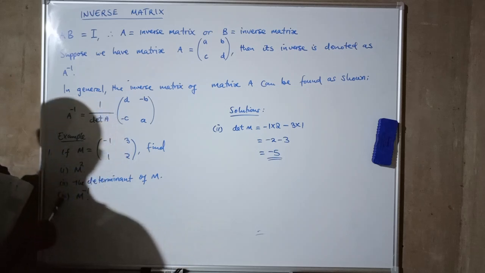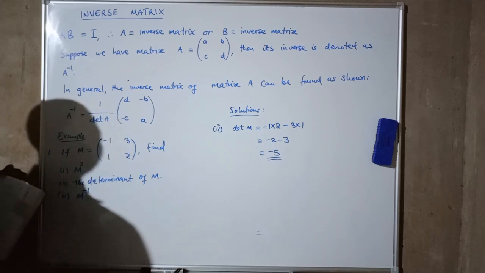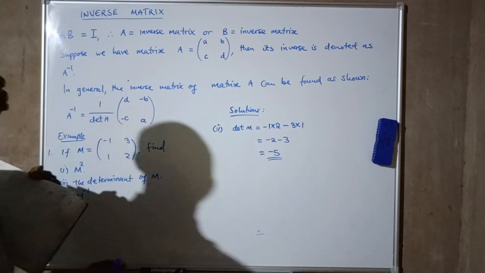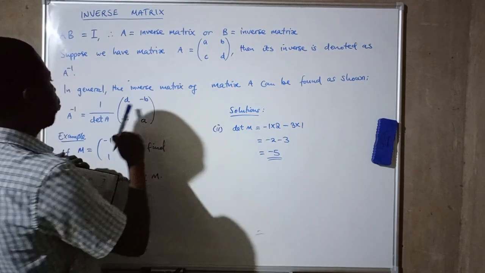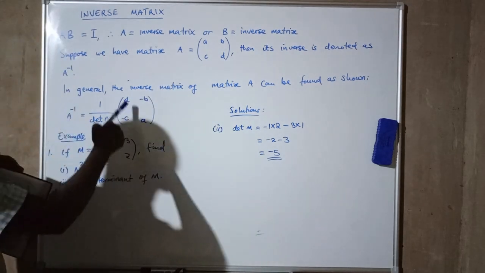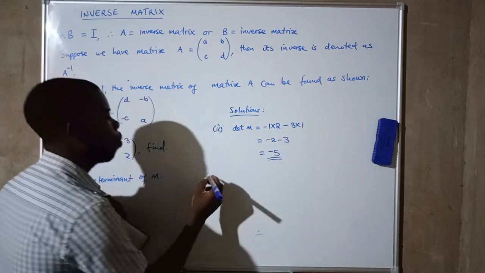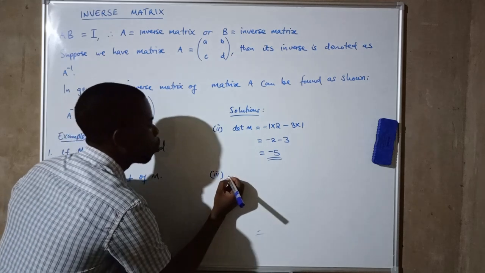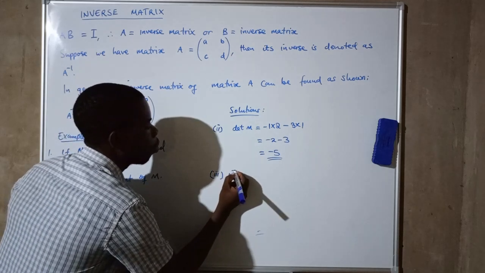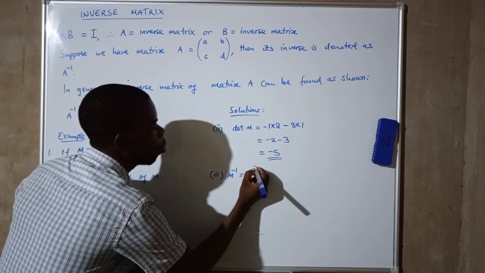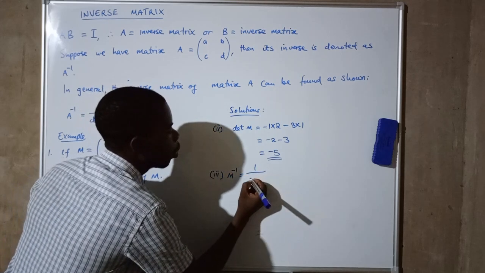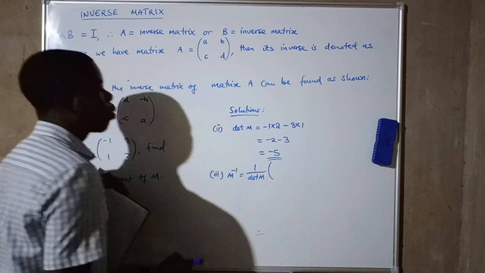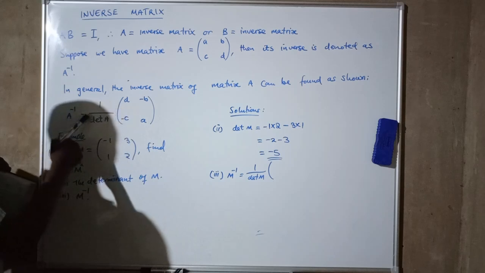Then 3, M to the power negative 1 means the inverse. So for us to find the inverse, remember, I told you this should be part of the formula for the inverse. So number 3, we are finding the inverse. So the inverse, which is M to the power negative 1, should be equal to 1 over the determinant of M, then open brackets, you see the way it is finding the inverse.